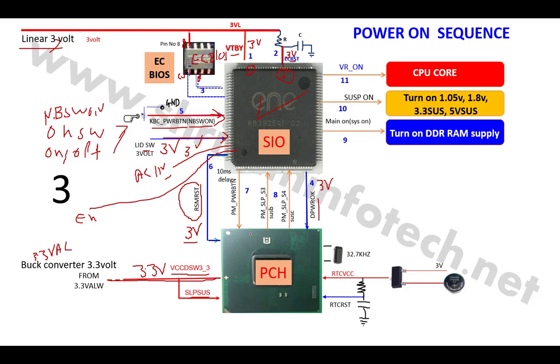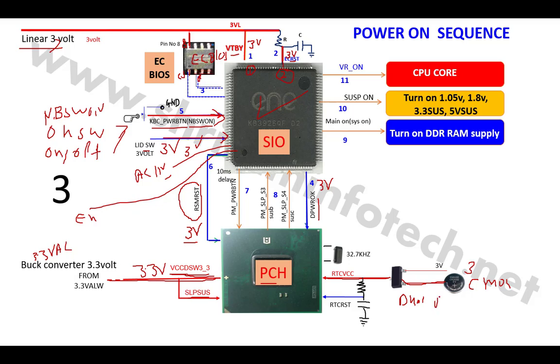Okay, now SIO sends this resume and reset signal to the PCH. Now on the PCH side there are two or three things you have to check. First, you should get this VCC DSW. Then here is the CMOS battery. Here is a CMOS battery, and that CMOS battery is a 3 volt, and this 3 volt is going to the RTC VCC. Here is a RTC VCC. Here is a dual diode. This is a dual diode.